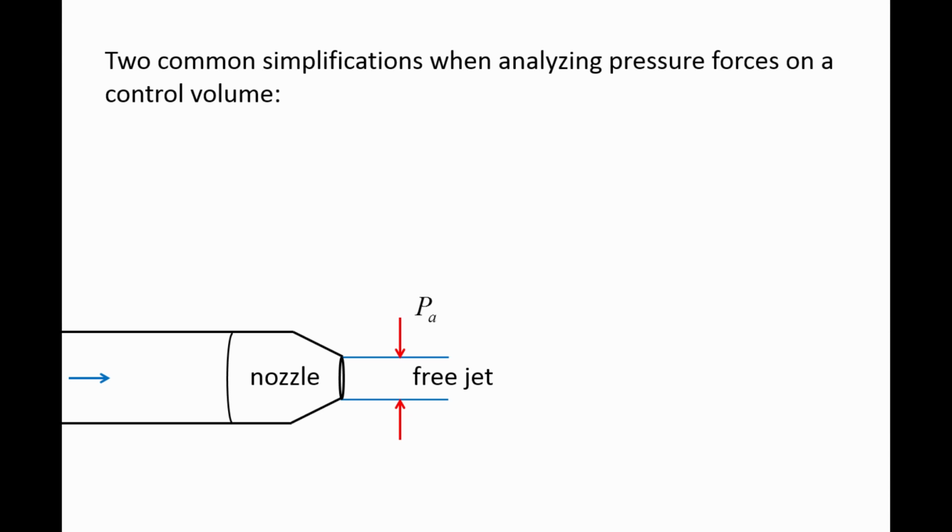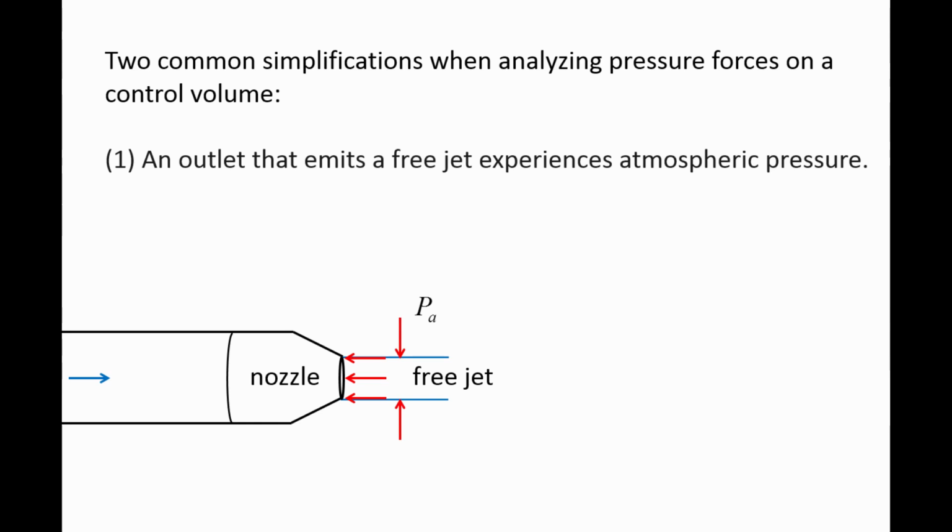Here we have a nozzle connected to the end of a pipe, and a free jet exits the nozzle into the atmosphere. Since the free jet experiences atmospheric pressure, the pressure at the outlet of the nozzle is atmospheric as well. So the first approximation is that any outlet that emits a free jet will experience atmospheric pressure at the exit.